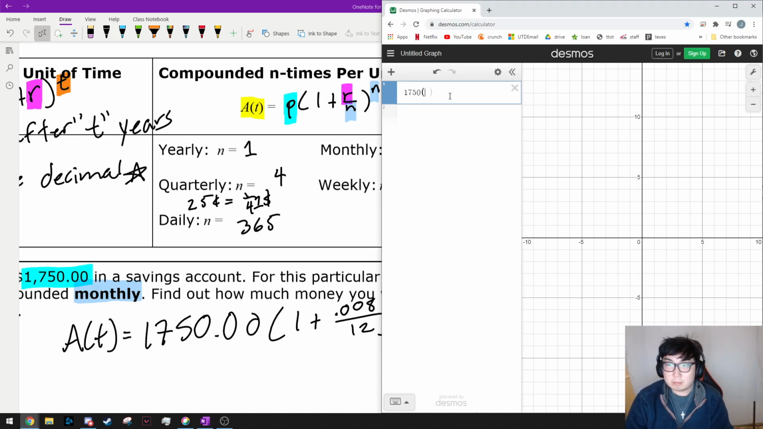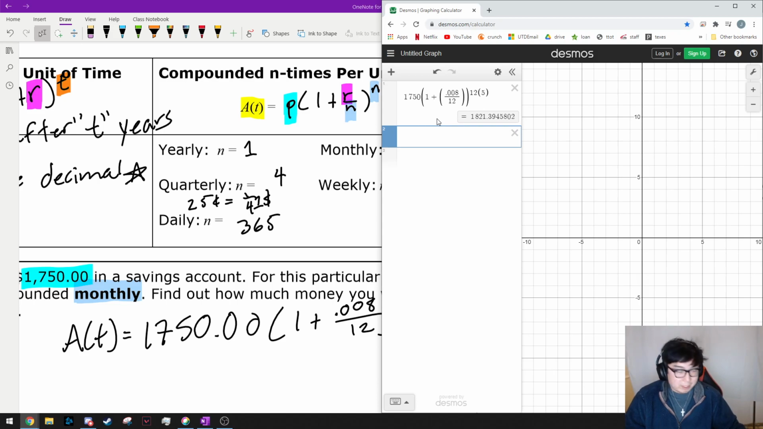1750. I'm going to write it exactly the way I've written it in my question. Divided by 12 to the power of, I'm going to put another parentheses to the power of 12 times 5.